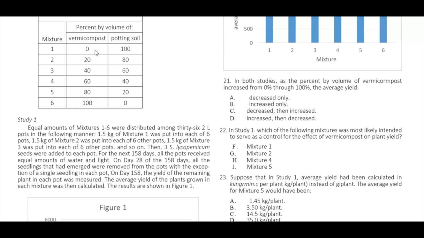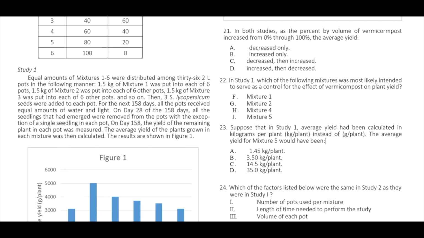Okay, so mixture 1 has 0 vermicompost and 100% potting soil. And all the other mixtures have some amount of vermicompost and a different amount of potting soil. However, it appears that mixture 1, because it consists of 0% vermicompost and 100% potting soil, is effectively just regular old potting soil. So it appears that the control for the effect of vermicompost, the baseline with no vermicompost, is just 100% potting soil, which corresponds to mixture 1. We go to the possible answers, and we see that F is mixture 1, so F is the correct answer here.